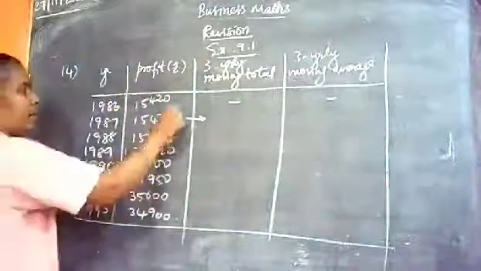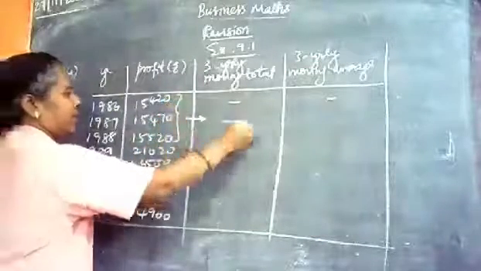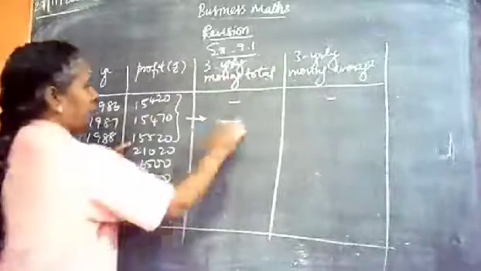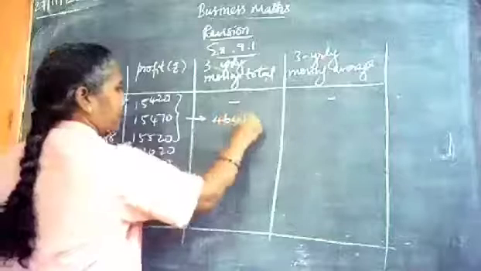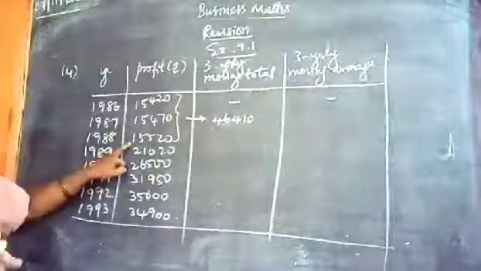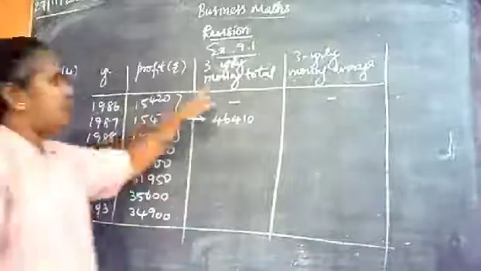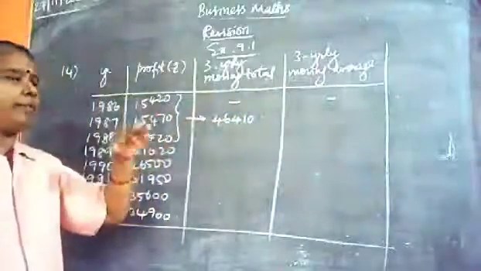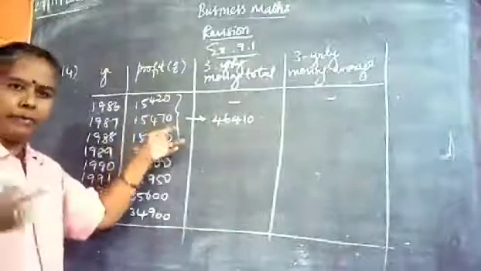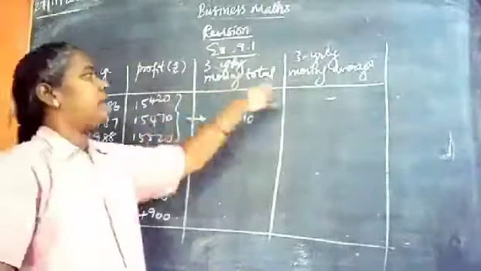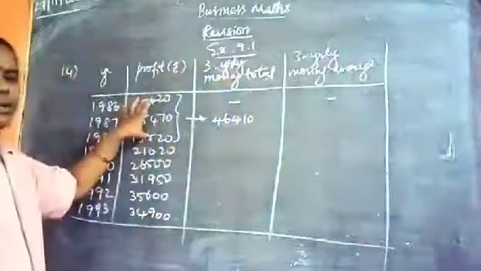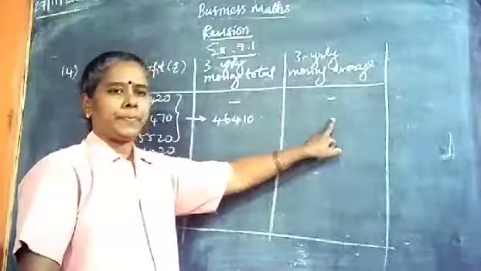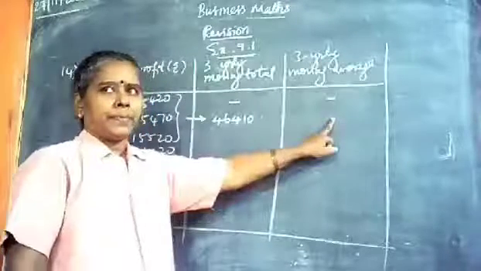The solution is nothing but finding the total of these 3 years and writing the answer. What is the total of these 3? 46,410. Immediately, you should divide it by 3 because we are going to find the average. 3 numbers added, divide by 3; 4 numbers added, divide by 4, so that you will get the average. For the 3 yearly moving average, we are adding 3 numbers, so we divide by 3. Divide this value by 3 and tell me the answer. 15,470.